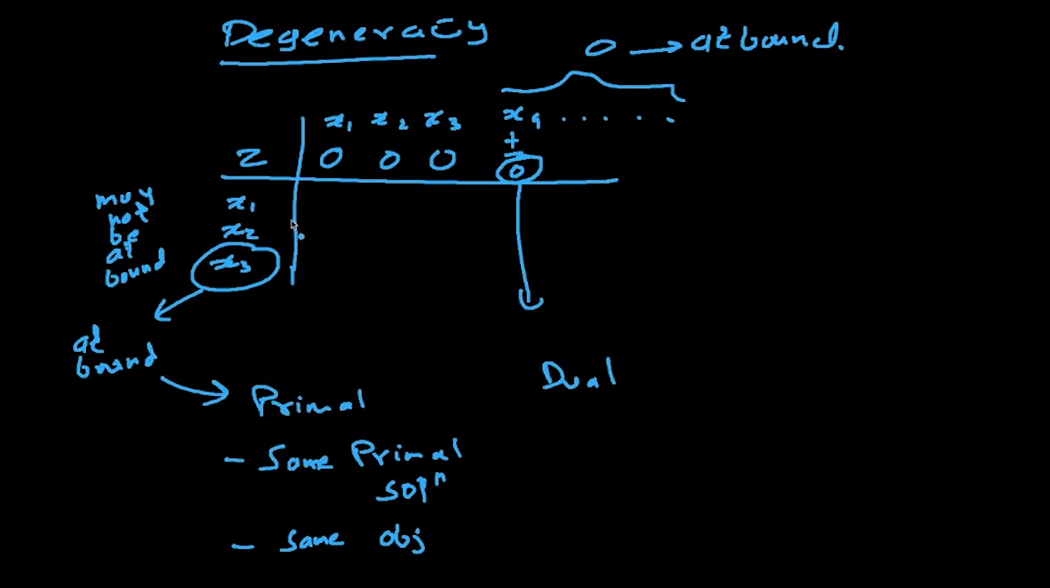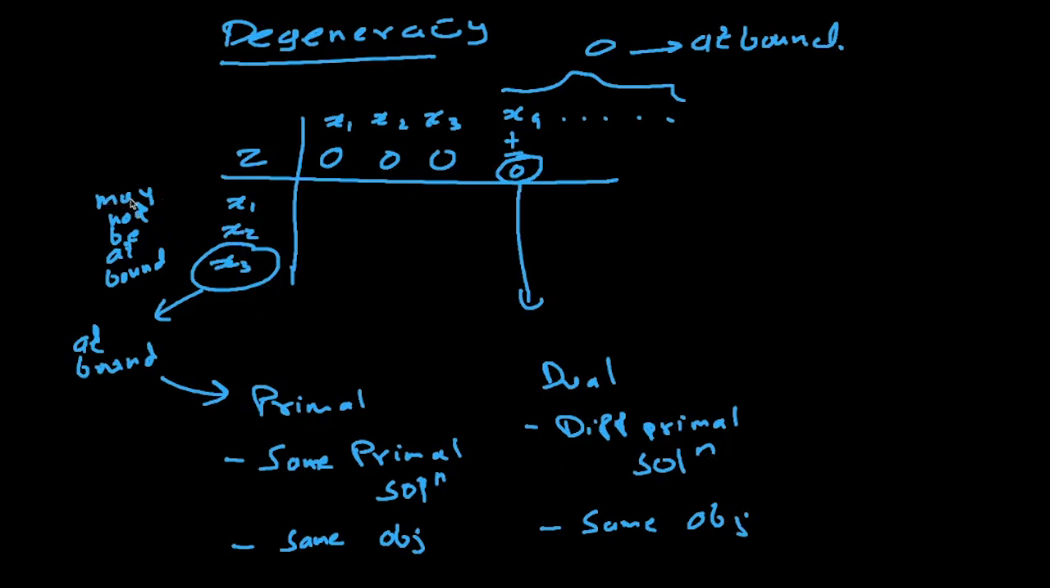But let's say some other variable will have to go out for this entering variable, which is not responsible for this primal degeneracy, right? So in that case, we can have a different primal solution, and it will still have the same objective. So that's why it is called degeneracy, right? So the reduced cost is 0. So regardless of how we increase or decrease this variable, it's not really going to change the objective. So it is still going to be the same objective, but it will have a different primal solution.